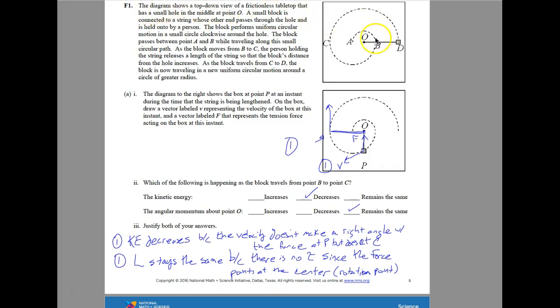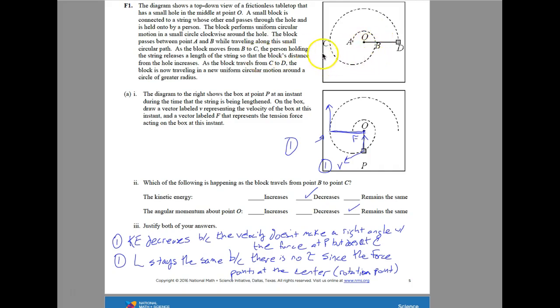The diagram shows a top-down view of a frictionless tabletop. So you could think of this maybe as ice, has a small hole in the middle here. We have a small block connected to a string whose other end passes through the hole and is held on by a person. The block performs uniform circular motion in a small circle clockwise around the hole. So it starts to go around the hole, starts at A, goes to B in a circular path.